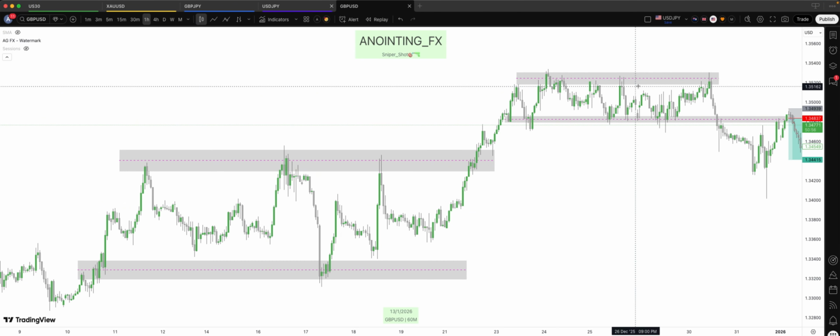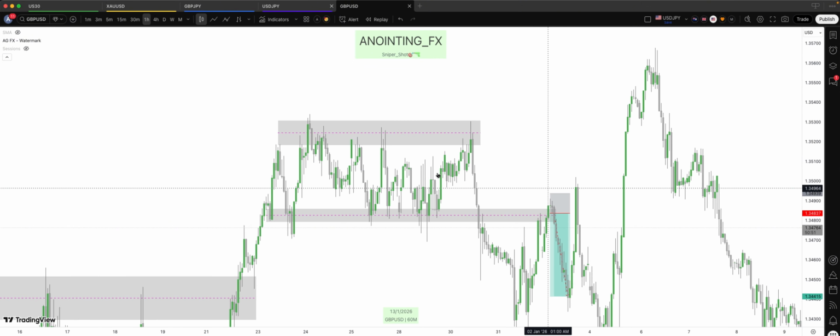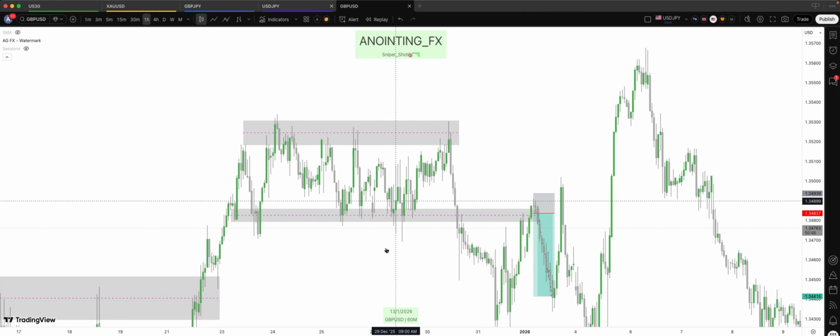But this one, look at it over here. It was consolidating. This one we say okay, it is choppy. So this type of market, you stay away from it.